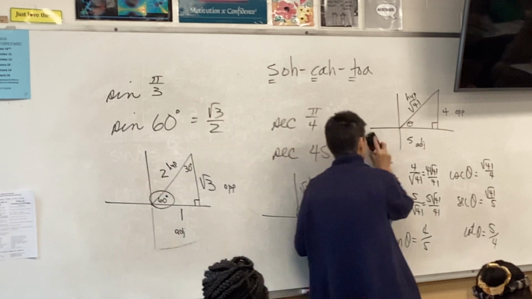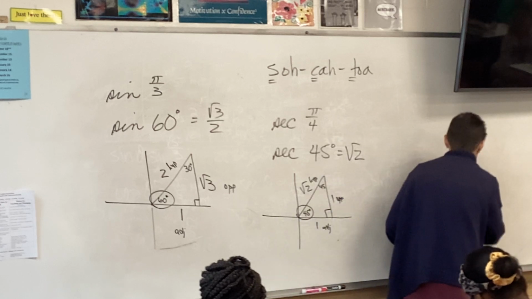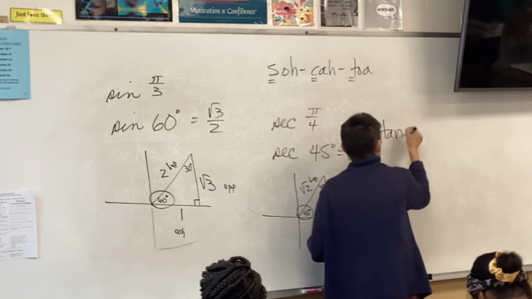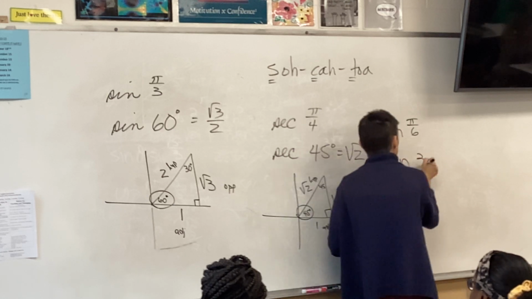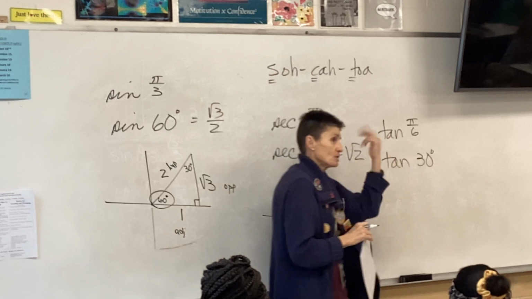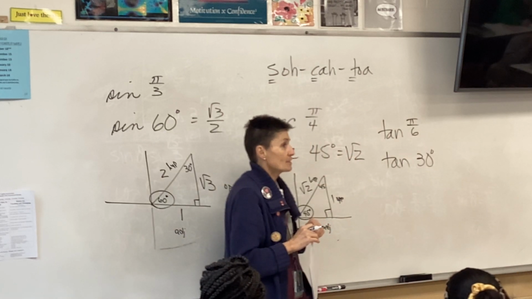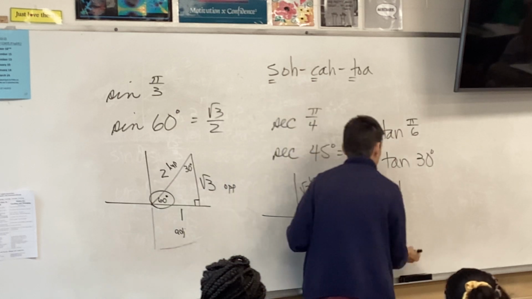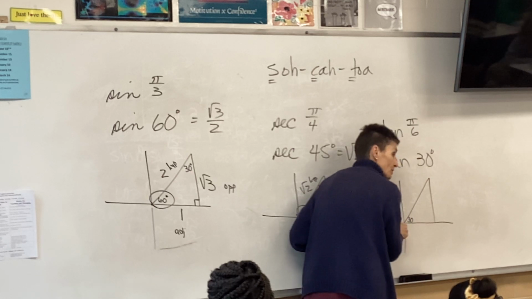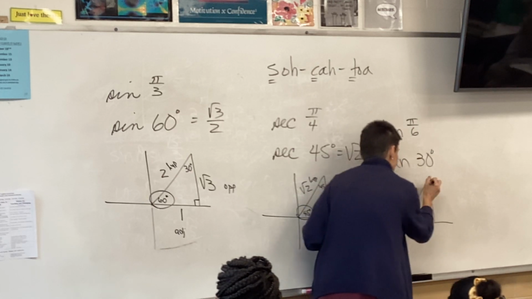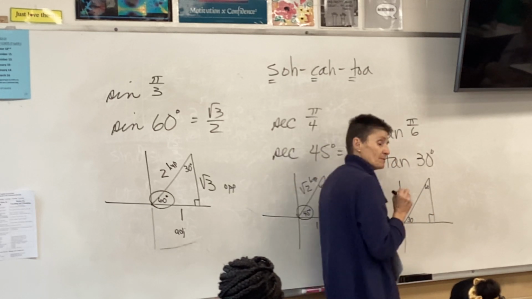Okay, tangent pi over 6. Tell me how many degrees pi over 6 is? 30. How do we know that? Pi is 180. And a sixth of 180 is 30. So here's my picture. Here's my 30, always at the origin. That makes this 60, because this is a right triangle. I already had this one on the board.